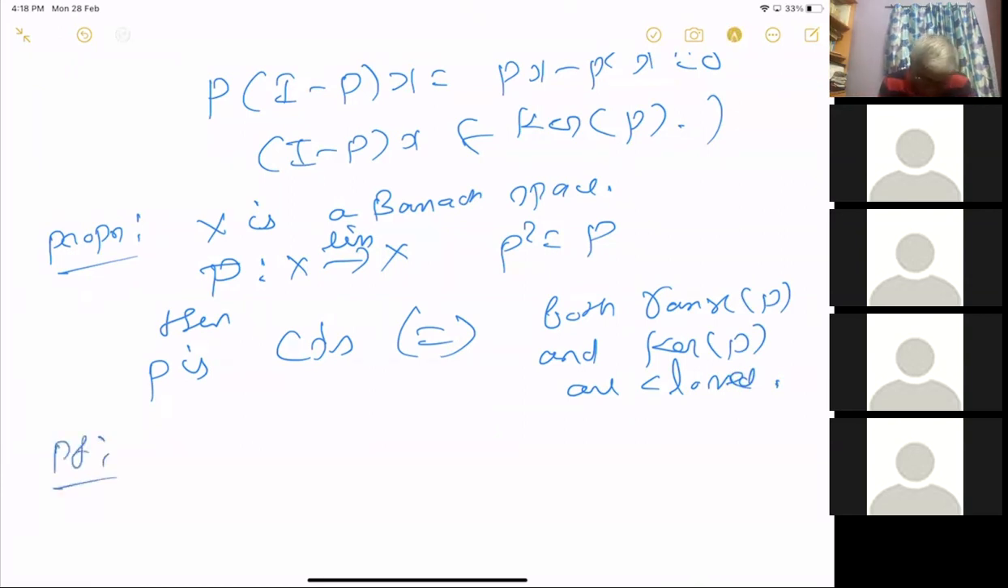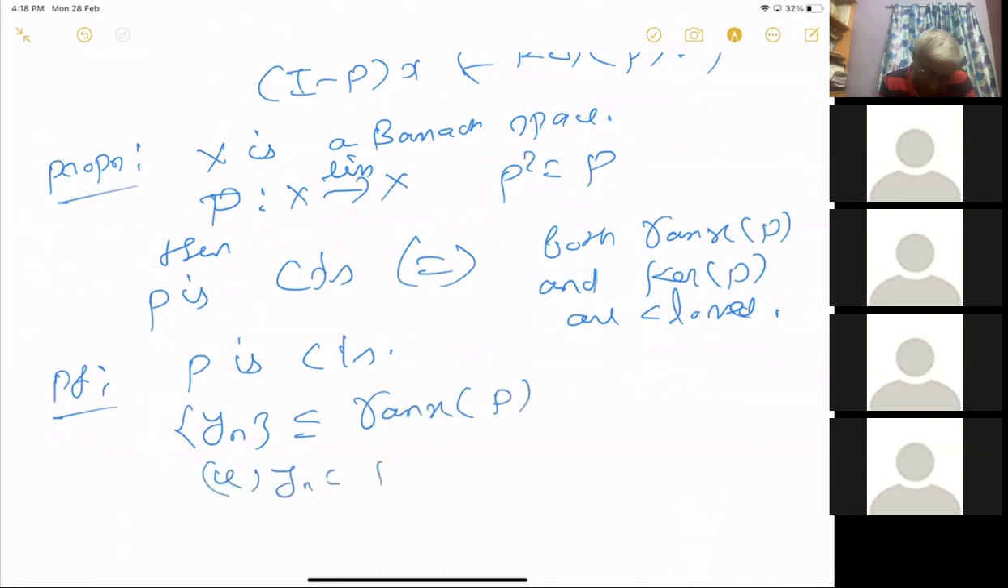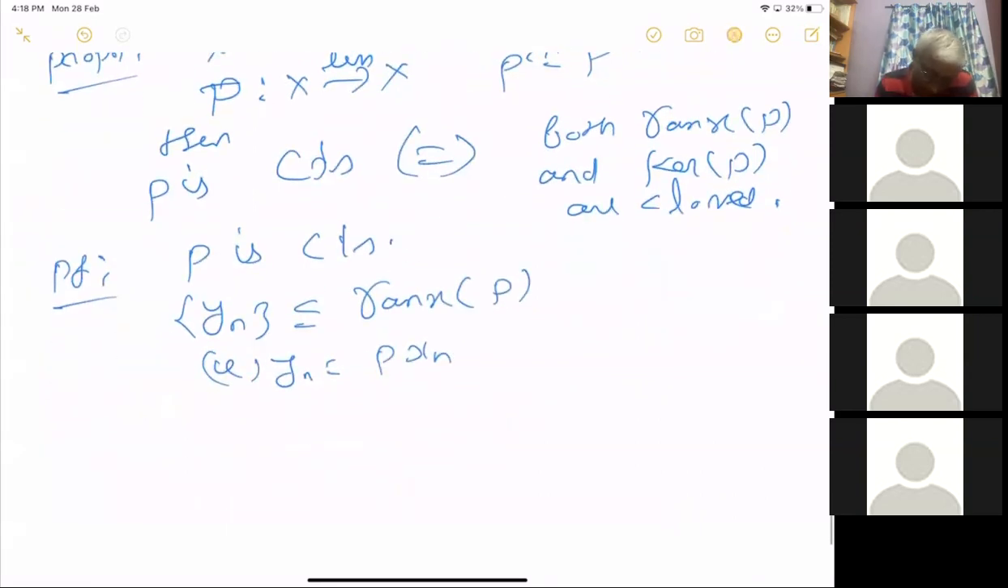Okay. Proof: we want to use the closed graph theorem. So first, if P is continuous, we don't need the closed graph theorem for that. If P is continuous, then the range of P is closed. That is clear, no? So we want to prove that the range of P is closed. That is, if we have yn contained in the range of P, that is yn equals Pxn for some xn, and yn converges to some y, then we have to show that y is also in the range.